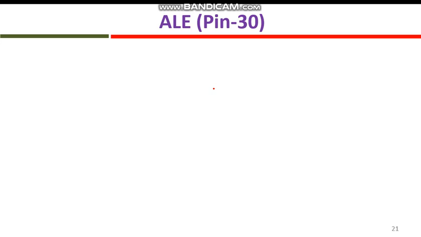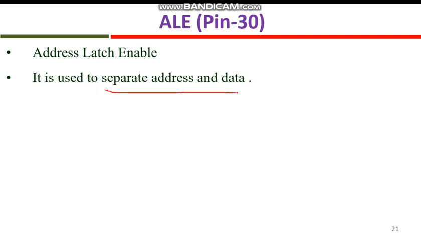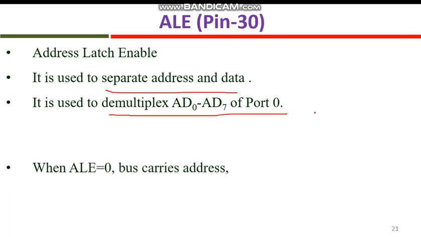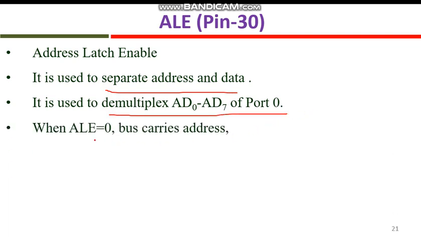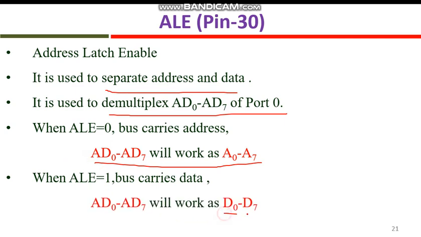Next pin is ALE, pin 30. It is called address latch enable. It is used to separate the address and data bus. So it can demultiplex AD0 to AD7 of port 0. So when it is 0, we can use port 0 as simple address bus, and when it is 1, we can use port 0 as data D0 to D7.